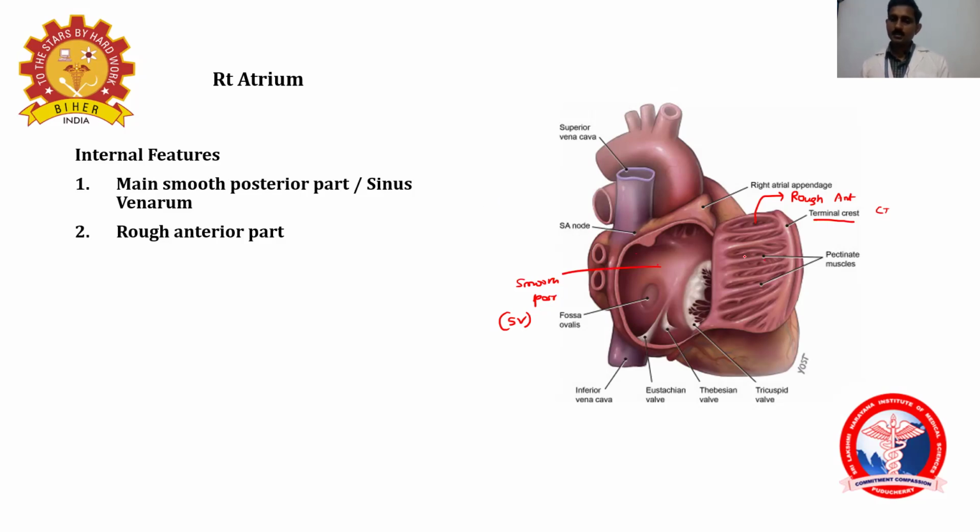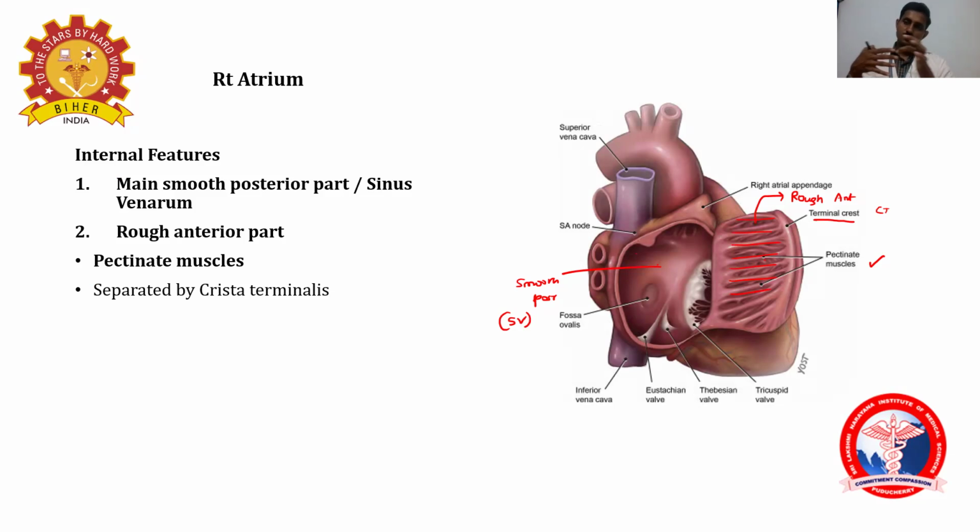And we have the rough anterior part, which is formed only by muscles. That's called pectinate muscles. In the rough anterior part, you can see multiple muscle bundles running. The name of the muscle is pectinate muscles. The pectinate muscles arise from the crista terminalis and go like this. It's separated by the crista terminalis. So this is the main internal feature of right atrium. We have a smooth part called sinus venarum, and a rough anterior part formed by finger-like processes called pectinate muscle. They arise from the crista terminalis and move towards the interior of the right atrium.